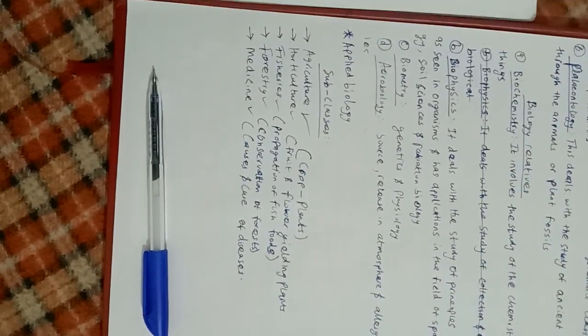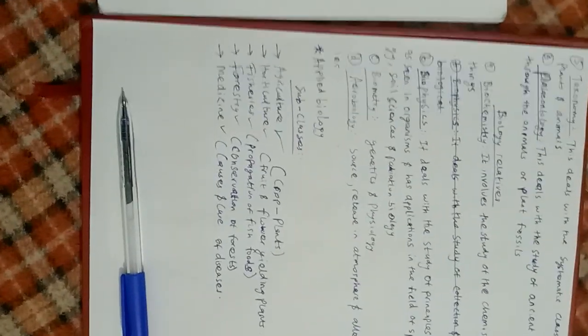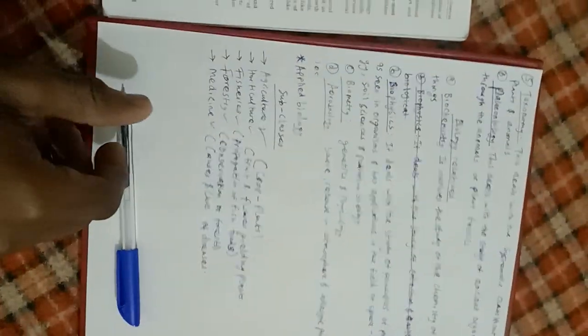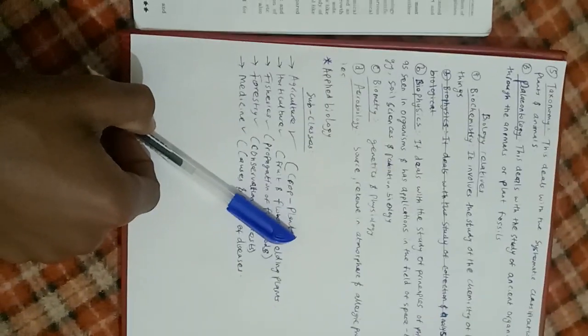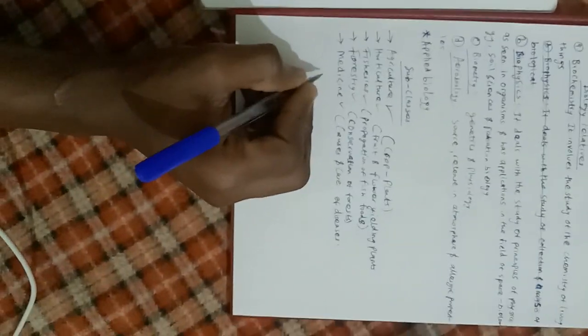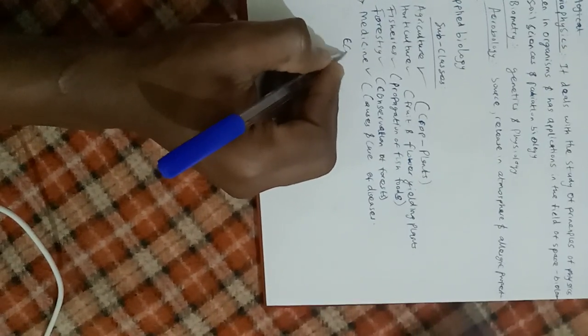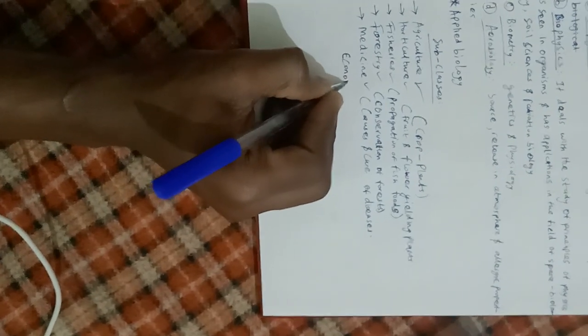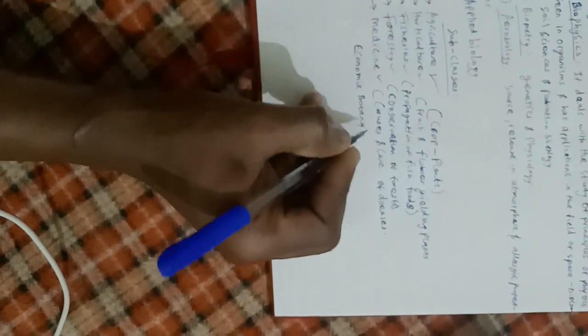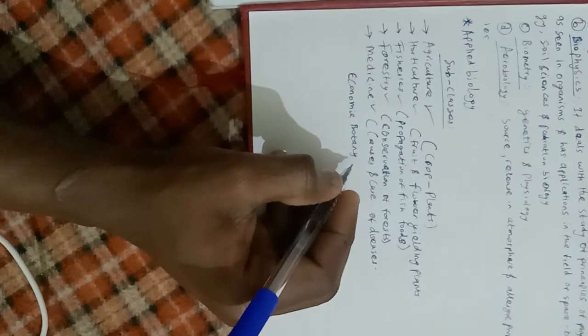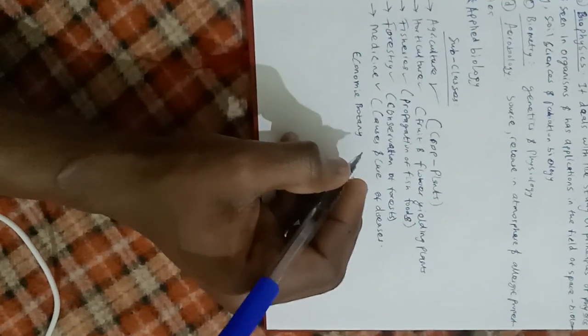The last but not the least subcategory I'm going to talk about here today is divided into six different aspects. I'm going to write this subcategory now: economic botany has been divided into the following subclasses.